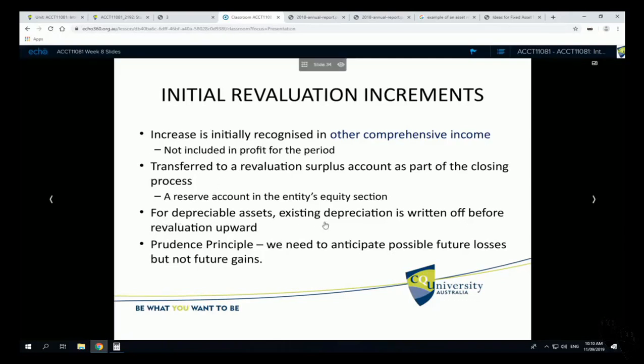For depreciable assets, we write off depreciation before we revalue, and make sure that with all of our revaluations, we are adhering to the prudence principle, which is part of our conceptual framework, which says anticipate all future losses, but don't be so hasty to anticipate future gains.